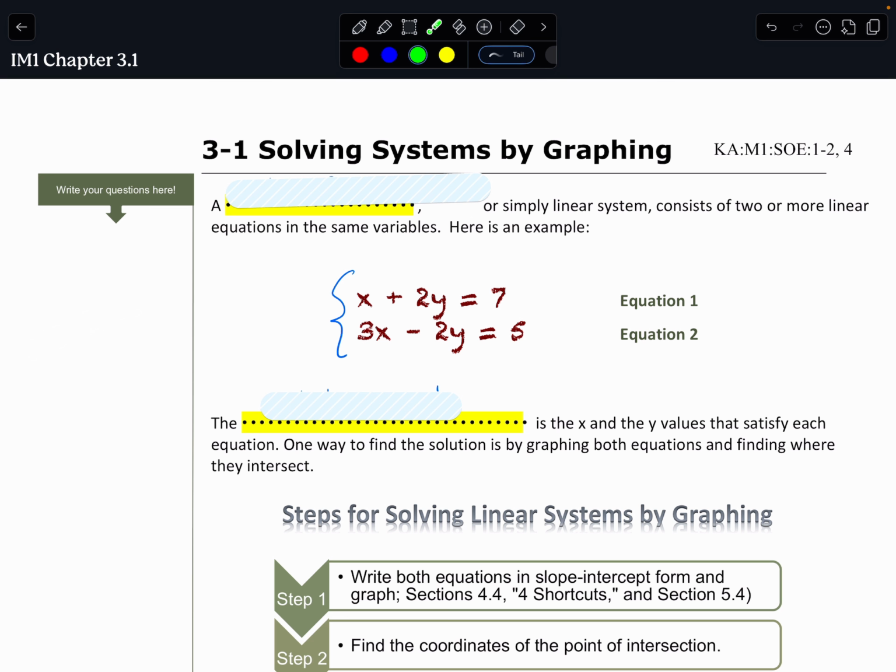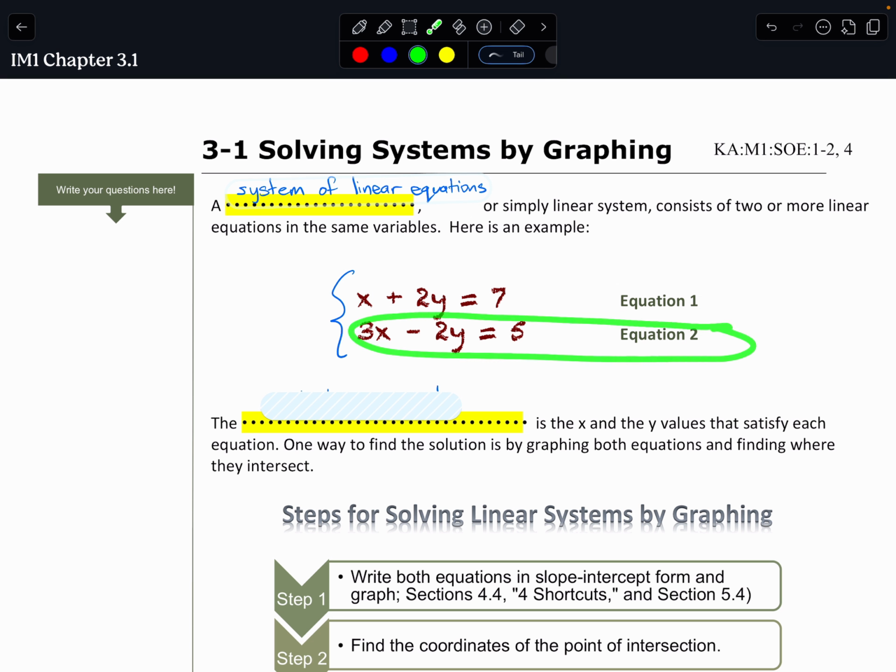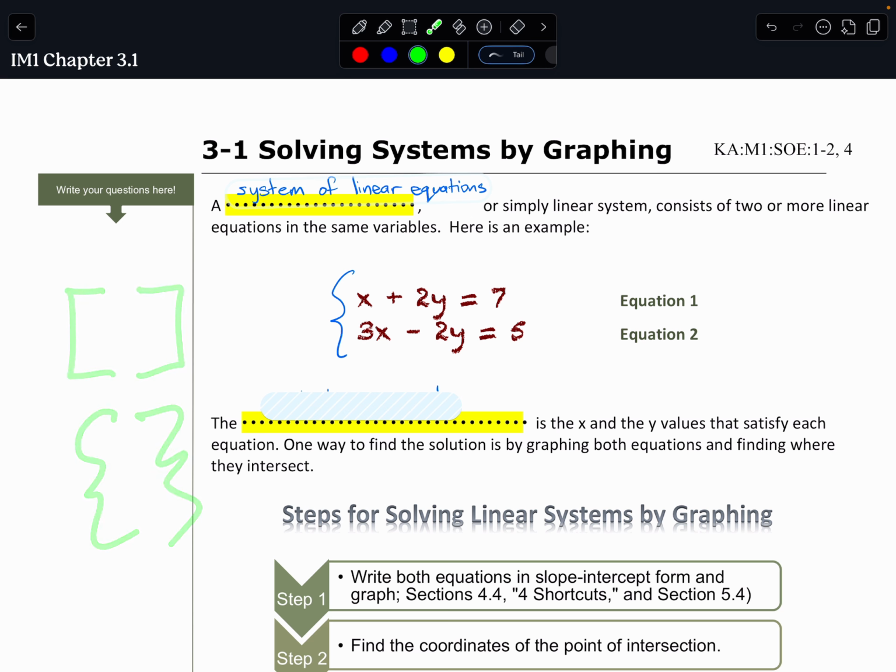Okay, so our first blank is a system of linear equations, or simply a linear system, consists of two or more linear equations in the same variables. And here's an example. So you'll notice we have one equation here and a second equation. And usually to show that we have a system, we put this blue symbol here. That's a brace. There's parentheses, you know what those look like? Brackets look like parentheses, but with corners. And braces look like that. So we have an open brace there to show that we have a system of equations.